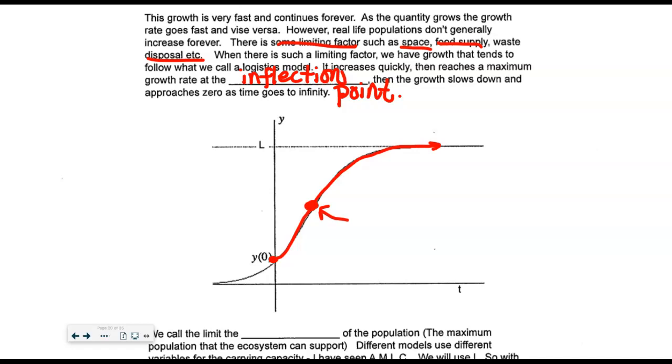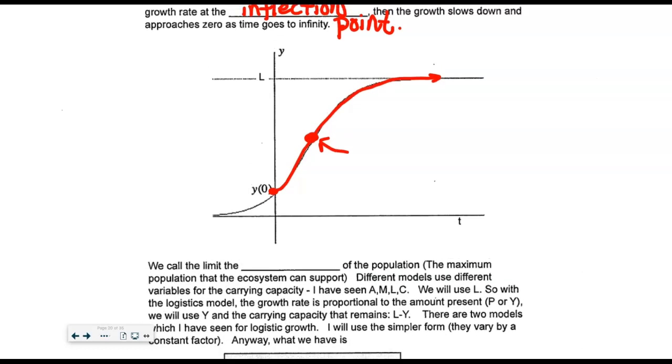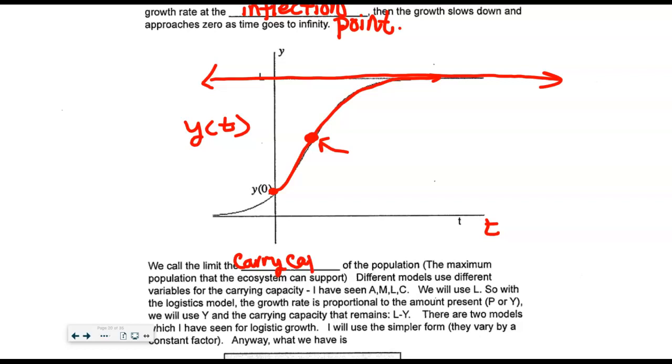All right, so we call this limit up here. This is a limit. From pre-calculus, it was a horizontal asymptote, right? But in here, time is what's increasing forever, and it's the amount present at that time that's limited up there. We are going to call it the carrying capacity of the population. It's the maximum that the ecosystem can support.